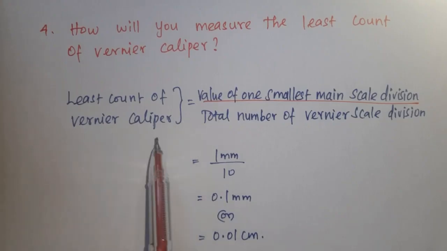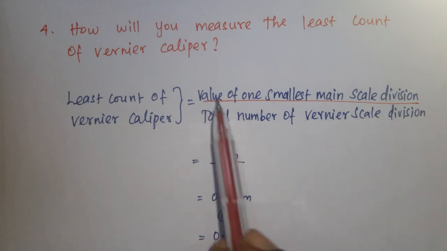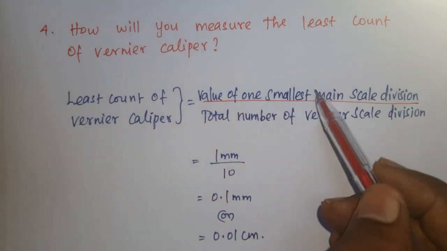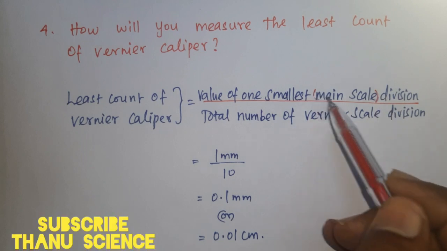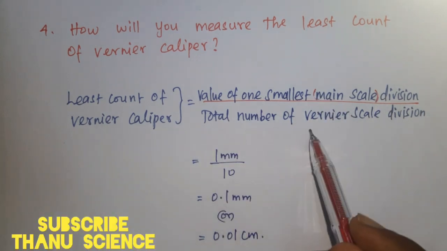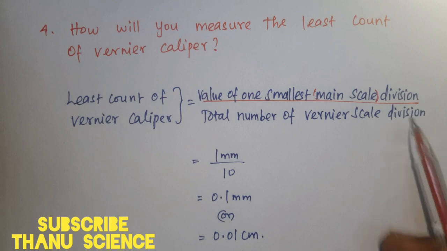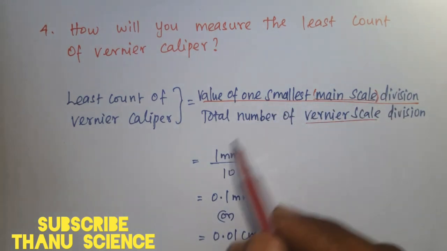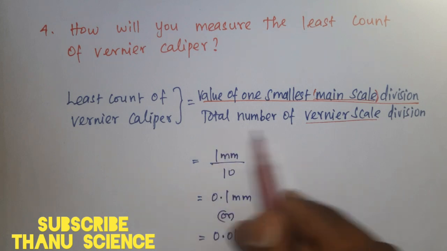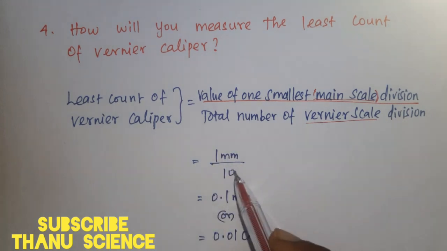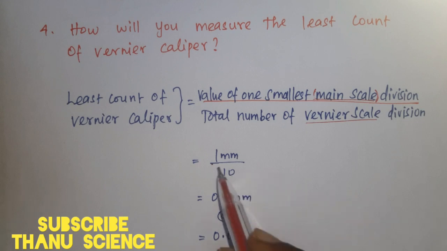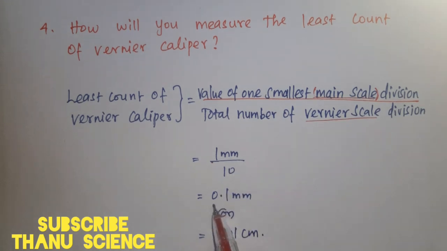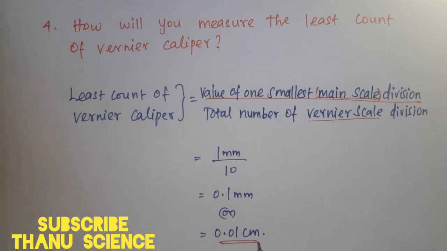The least count of a vernier caliper is the value of one smallest main scale division divided by the total number of vernier scale divisions. The smallest main scale division is 1 millimeter. The total number of vernier scale divisions is 10. Then 1 millimeter by 10 is 0.1 millimeter, or in centimeter 0.01 centimeter. This is the least count of the vernier caliper.